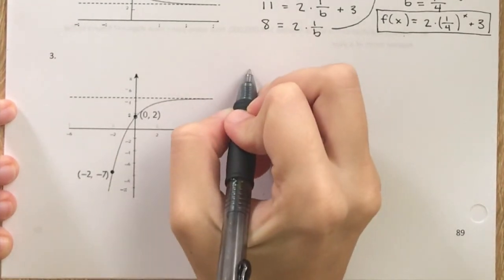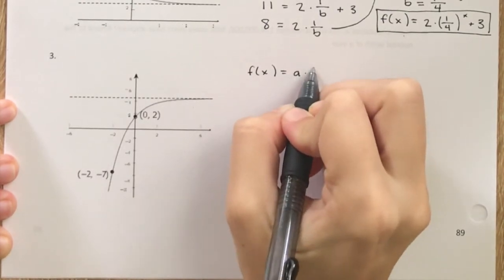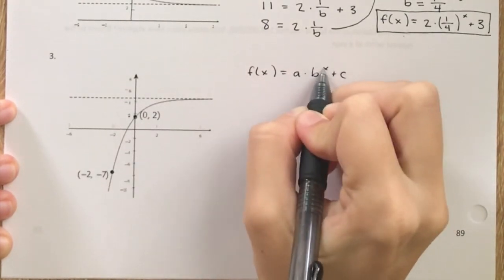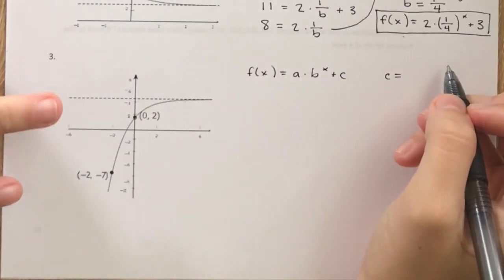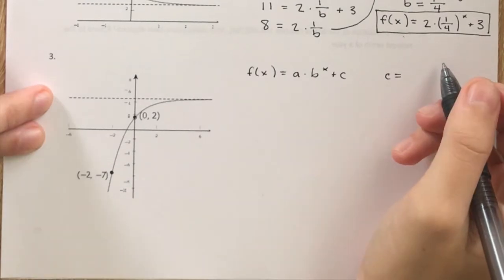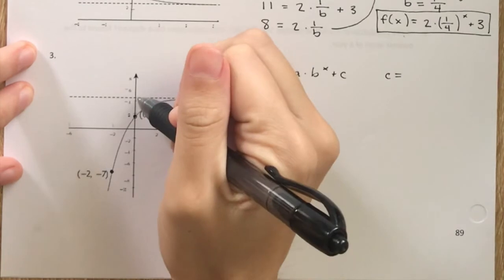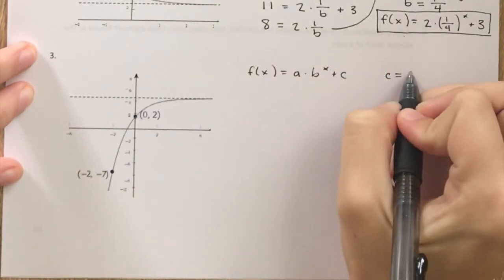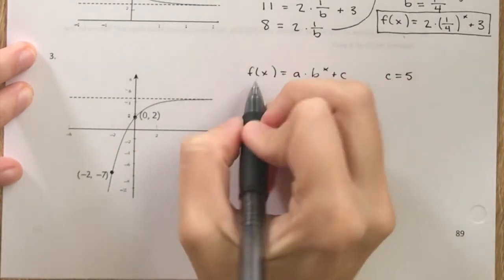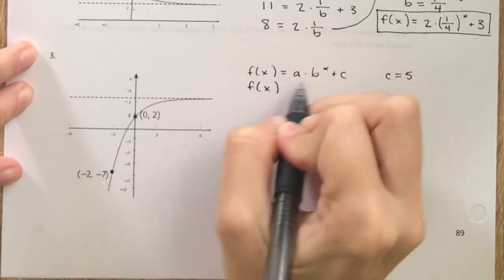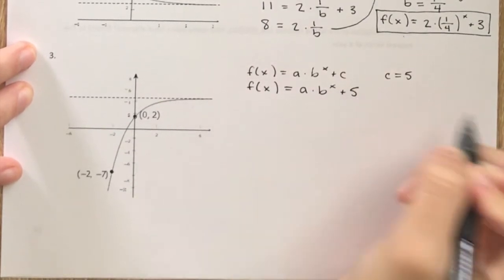So again, our skeleton formula is a times b to the x plus c. What is c here? Well, it comes directly from our horizontal asymptote. I think the axes here are shifted a little bit off, so we are going to go ahead and just assume that this has a horizontal asymptote of 5. We plug that in: a times b to the x plus 5.